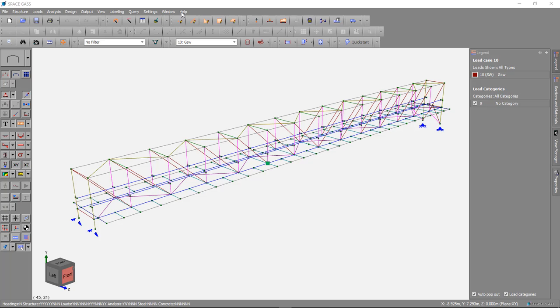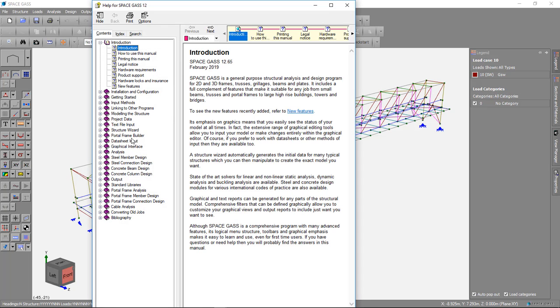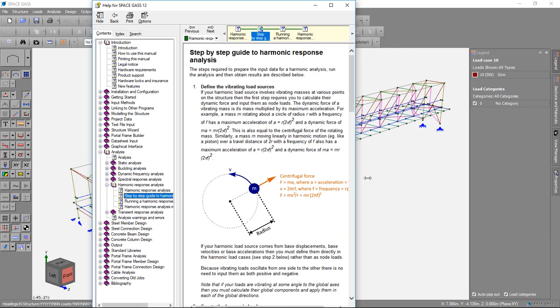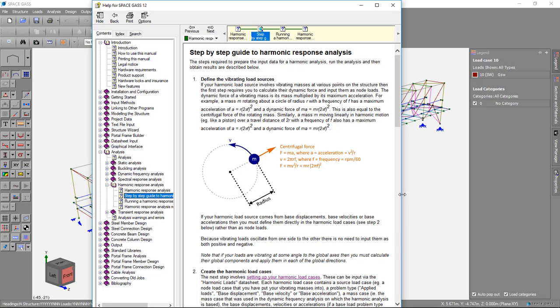So if I go to the help menu and show you the section of the manual on harmonic analysis, this is an example of a rotating mass about some central point at an angular velocity of v, and the centrifugal force is, as you know, mass times acceleration. The acceleration is v squared over r, and so the centrifugal force is mv squared over r. If you're modelling the effect of this rotating mass, you would calculate that centrifugal force and then just put that in as a node load.